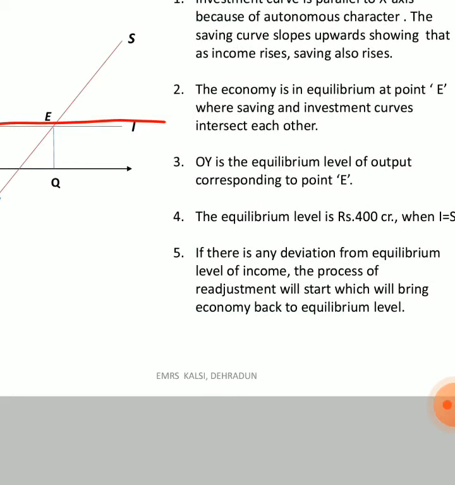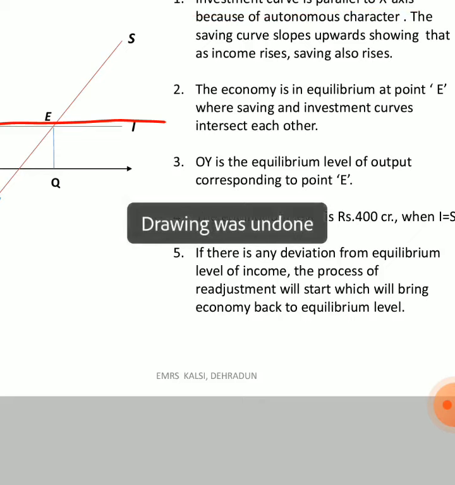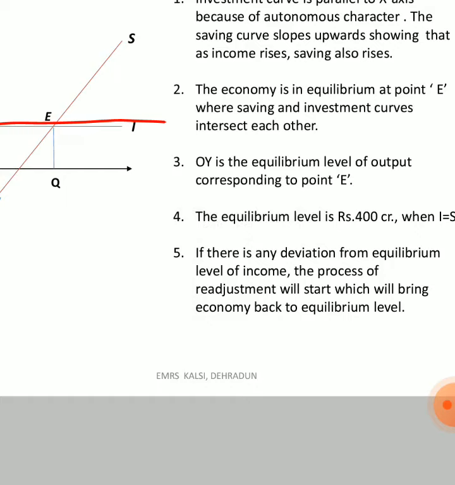So investment curve is parallel to x-axis. Why? Because it is autonomous. Okay, it is not for profit motive, it is autonomous, it is necessary. Okay, the saving curve slopes upward, showing that as income rises the saving also rises. So why is the saving curve upward? Because as income rises saving also increases.